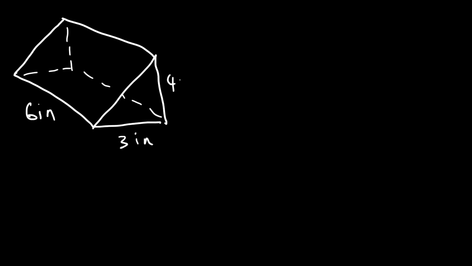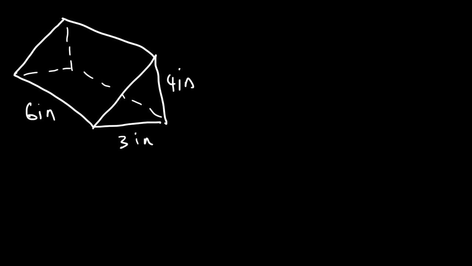Now that we have all the formulas that we need, let's work on some examples. So let's draw a prism first. And let's say the length of the prism is 6 inches. The base of the prism is 3 inches and the height is 4 inches. Go ahead and calculate the volume and the surface area of the prism.